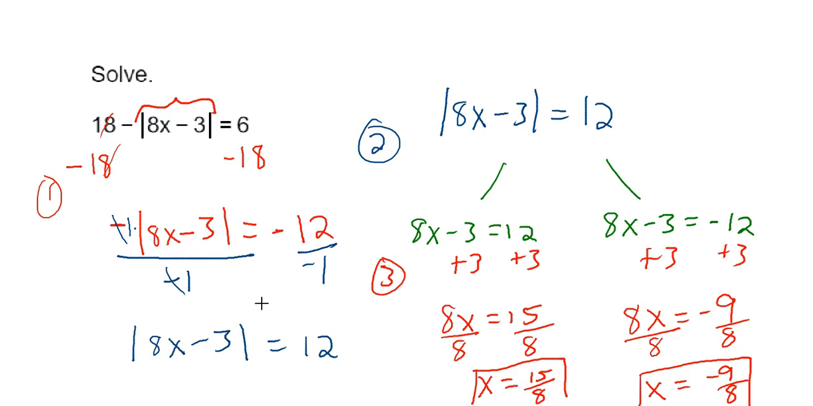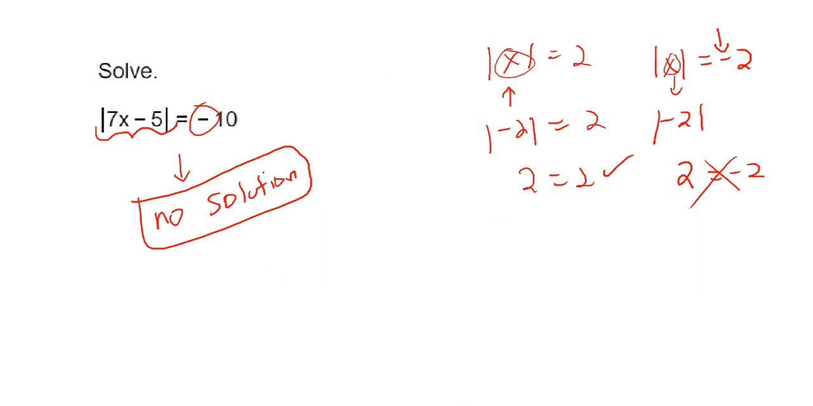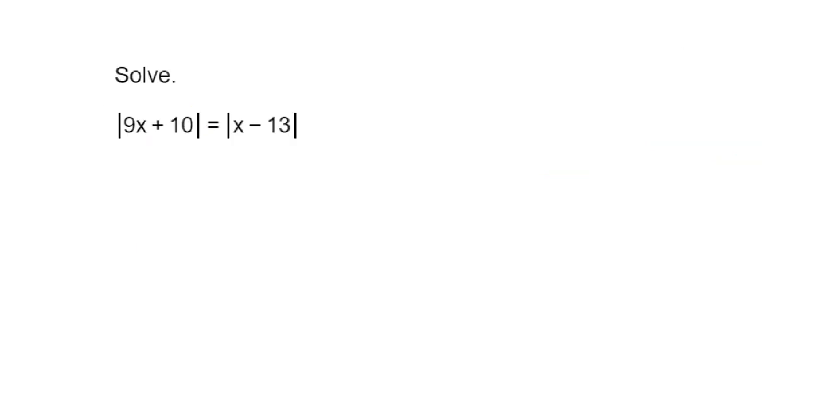So before you can make this call, you have to get the absolute value by itself first. And if it's still equal to a negative number, there's no solution to that equation. You don't have to do any further work on it. Don't waste your time. It can't work out no matter what you do. All right. Oh, I got one more.